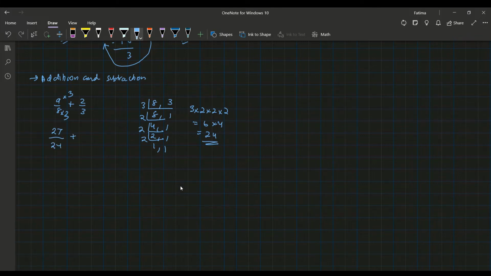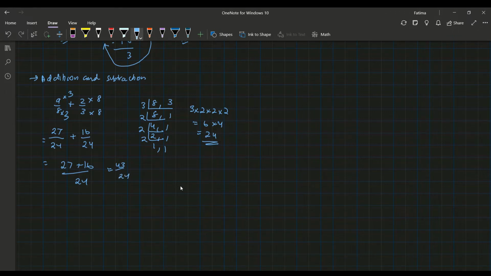Now I have to work with 2 by 3. So I have to change the denominator from 3 to 24, and 24 divided by 3 is 8. So I have to multiply 3 with 8 to give me 24, and the same change has to be applied to the numerator. So it will be 2 into 8. Now 2 into 8 is 16, and 3 into 8 is 24. Now that the denominators are the same, I can actually write it as 27 plus 16 upon 24. Now we do simple addition in the top. 27 plus 16 is 43, so you get 43 by 24.